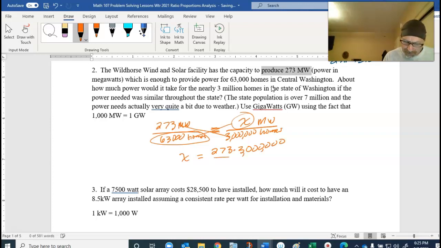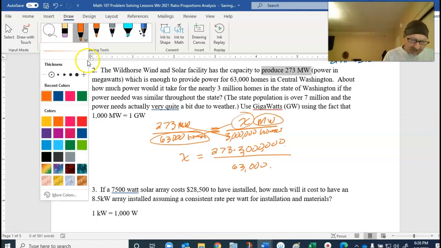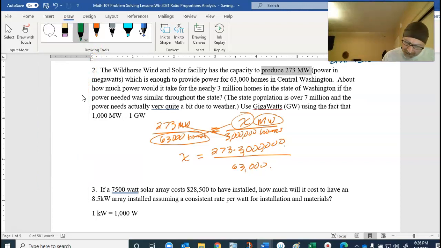6 zeros there, over 63,000. And we know the answer is going to come out in megawatts, right? This would be homes, this would be homes. The homes would reduce out with megawatts. But notice that we can reduce some of those zeros too. I can divide this by 1,000 and this by 1,000, again because it's multiplication, not adding or subtracting. And so now I get 273. I'm going to do that on my calculator. So my calculator gives me 13,000, and that was megawatts, right?